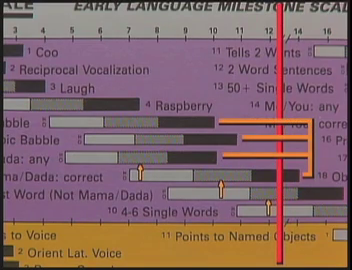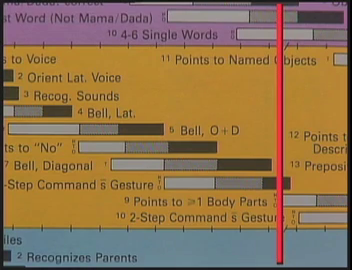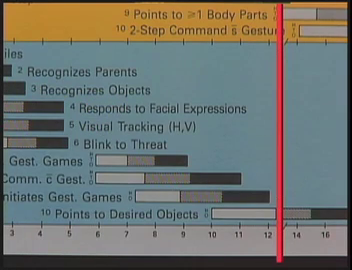In the auditory receptive division, we would expect to administer at a minimum AR8, one-step commands unaccompanied by a gesture, AR7, orienting diagonally to a bell, and AR6, inhibiting to the command no. Finally, in the visual division, we would expect to administer items V10, pointing to desired objects, V9, initiating gesture games, and V8, one-step commands accompanied by a gesture.